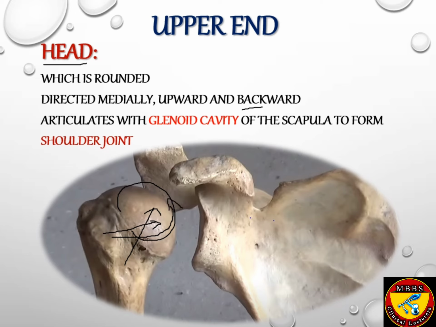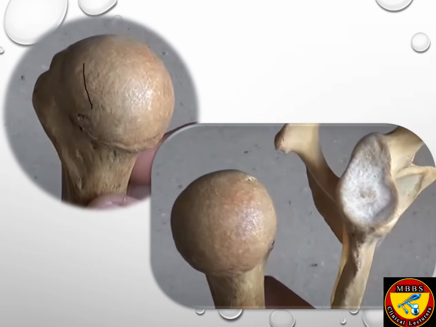It articulates with the glenoid cavity. This is the glenoid cavity of the scapula to form the shoulder joint. This is the rounded head of the humerus, and this is the glenoid cavity, and they articulate with each other and form the shoulder joint.